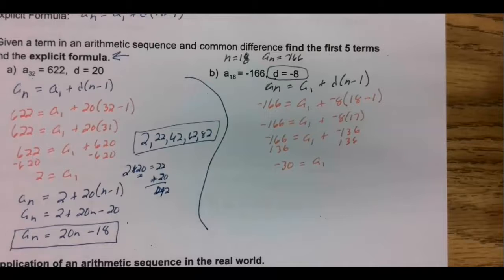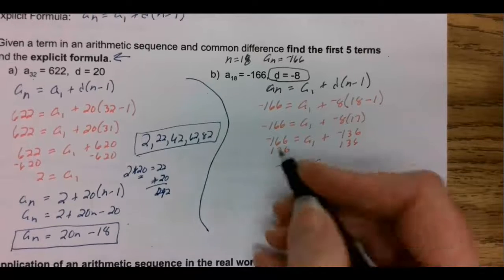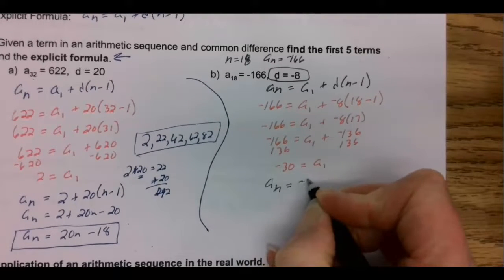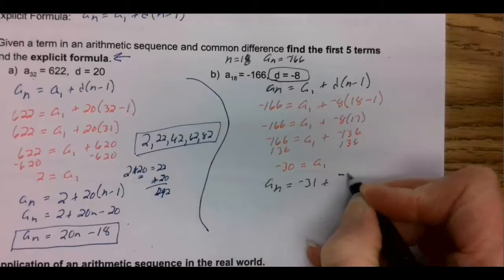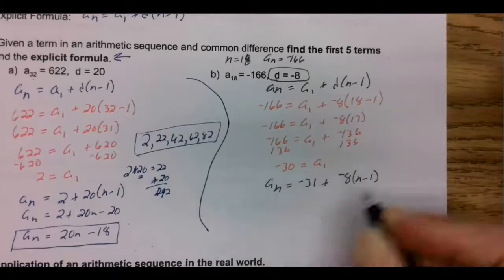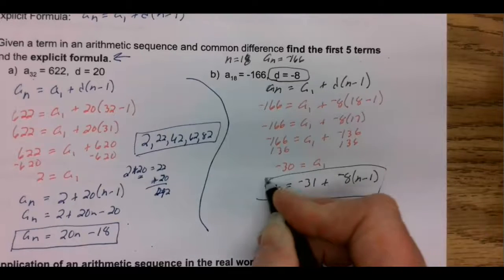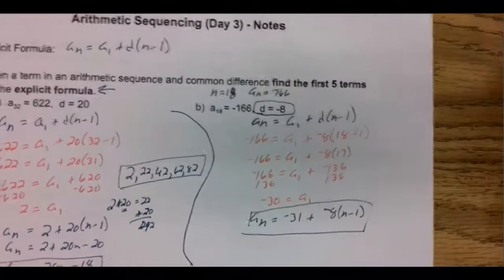So we get a sub 1 is equal to 30. Therefore, we can write our explicit formula: a sub n is equal to a sub 1 plus the difference times n minus 1. That is one form of it. Let's go ahead and simplify it.